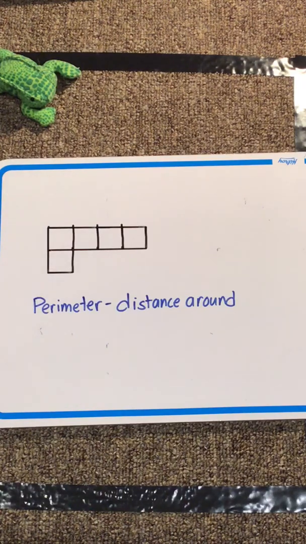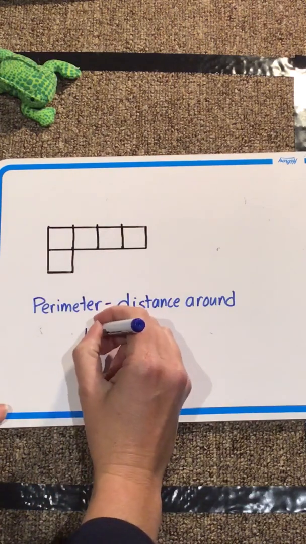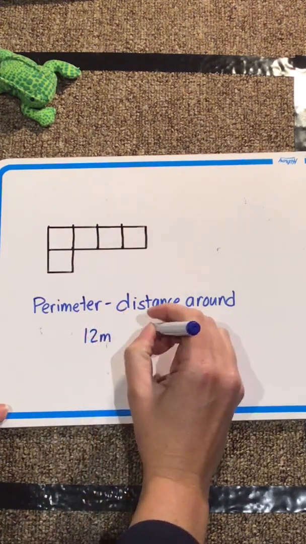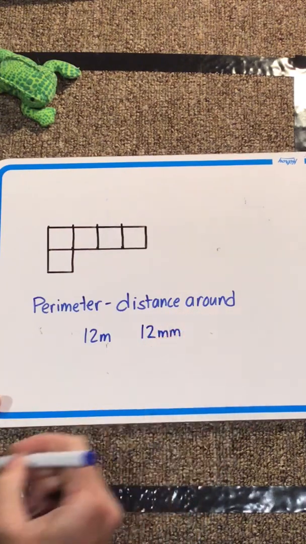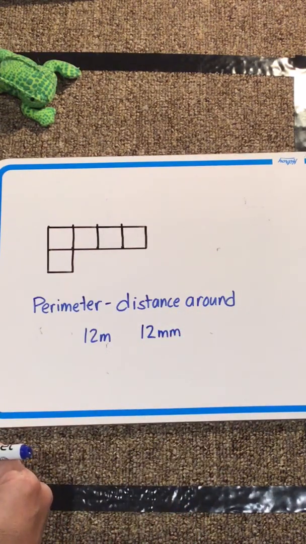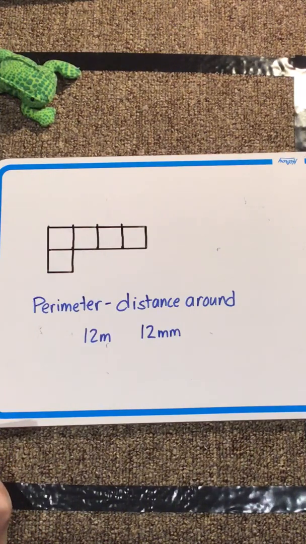But it's really important when we're talking about perimeter and distance that we give some kind of a unit, because if I said I went 12 meters, but somebody else wrote down 12 millimeters, those are two very different distances, right? And so that would be very confusing. So we normally need to include some kind of a unit.